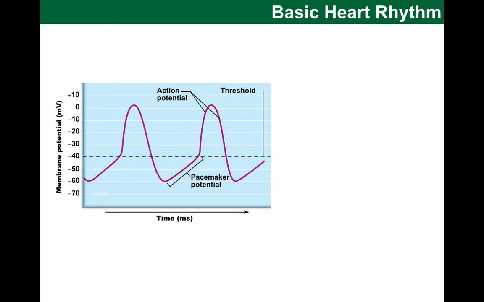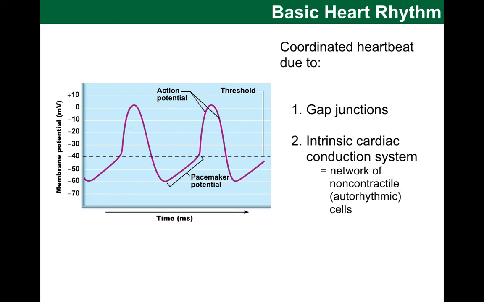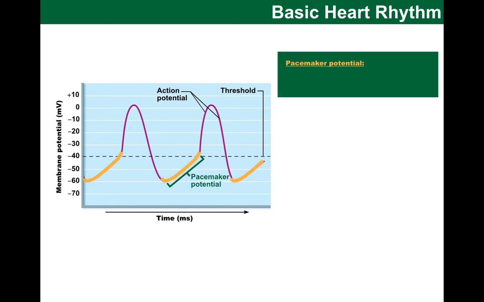Let's look at those. First, we have gap junctions that facilitate quick and efficient progression of messages and chemicals and so on from one cell to another. And secondly, we have a network of cells that are not involved in contracting themselves, but rather play a role in initiating and conducting the impulses that coordinate depolarization and contraction of the heart. And these action potentials that we will be looking at are initiated by pacemaker cells. We will focus on those first.